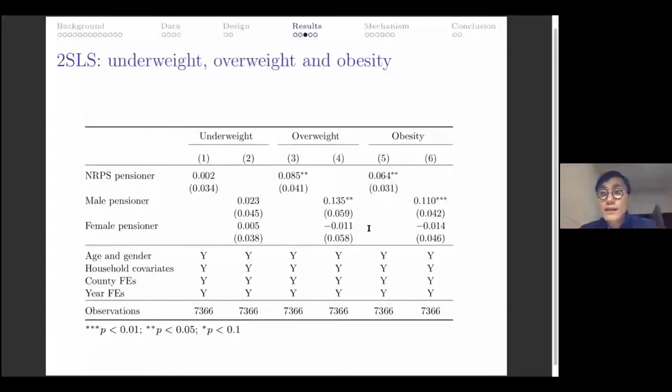So we further look at whether it improved the underweight rate or overweight or child obesity. We find that there's no statistically significant effect on child underweight, but it does increase the child overweight rate and also the obesity rate. And this effect, interestingly, is also driven by the presence of male pensioners.